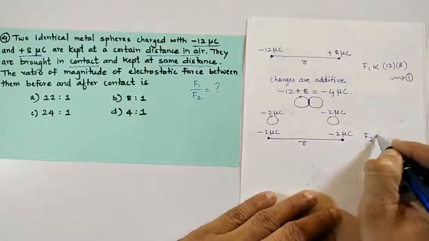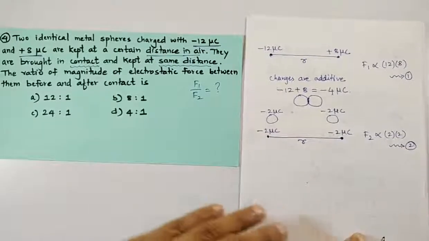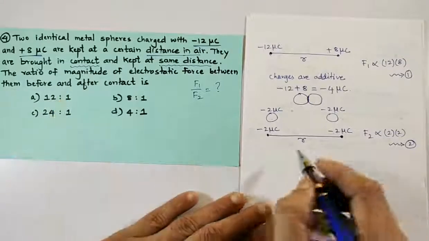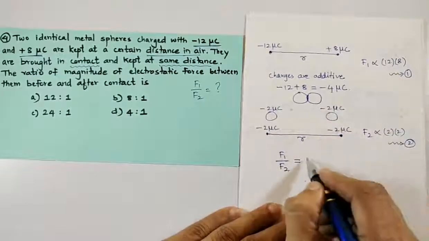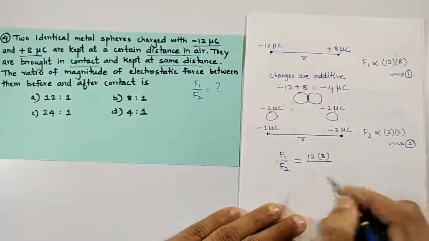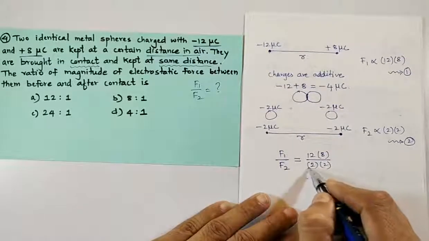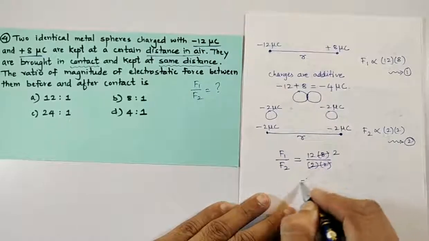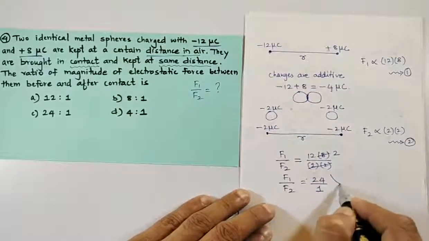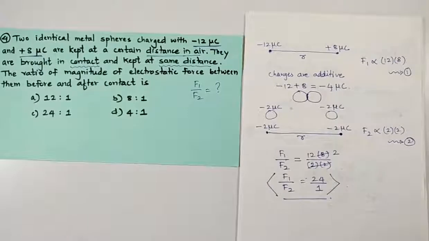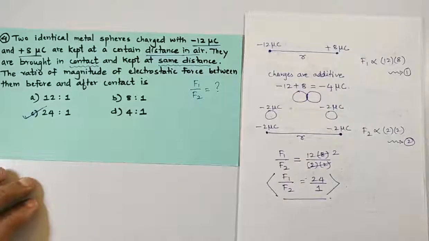So here F2 will be proportional to 2 into 2. This is equation 2. So you are required to find the ratio before and after. Again, if I divide, F1 by F2 is equal to, F1 is 12 into 8, F2 is 2 into 2. So simplify: 2 into 2 is 4, 4 twos are 8, so you have 24 by 1. So F1 by F2 will be equal to 24 by 1. Means from our options, C is the answer. C is the answer. Clear, students?